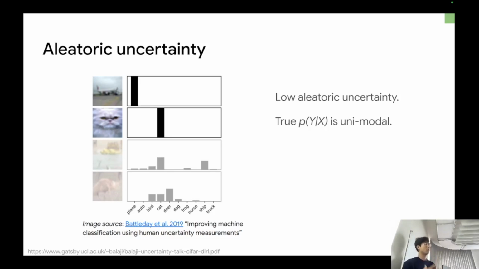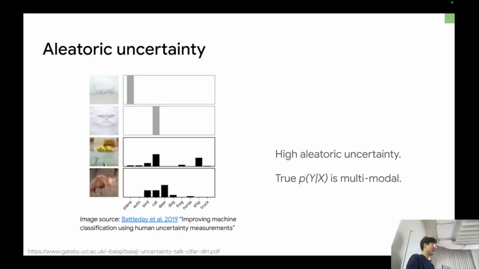And the model somehow has to take care of that. And then the model is kind of modeling the aleatoric uncertainty. So for example, if you have a single class in an image, and that's not confusing to humans, then we can say even the ground truth P of y given x is unimodal. And so it has low aleatoric uncertainty. And if there are many possible answers from humans, then that's high aleatoric uncertainty.